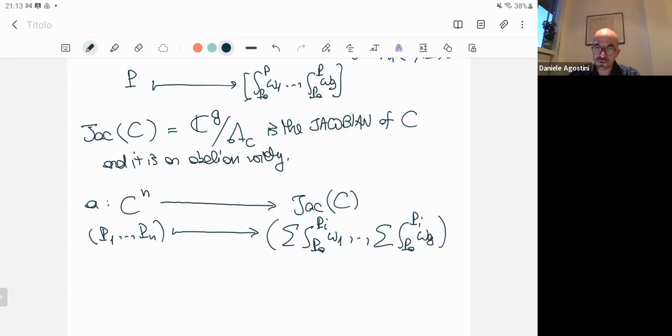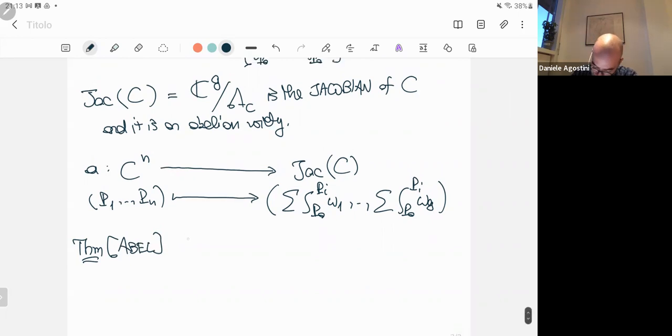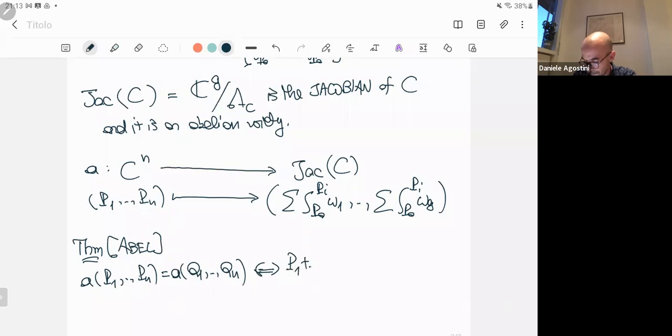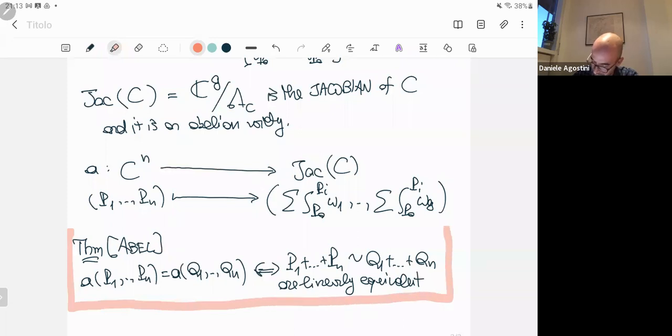And the most important result on this whole theory is the one of Abel, which describes precisely the fibers of the map. So, two points are in the same fiber if and only if the divisors are linearly equivalent. And so that's the central result on this topic, very classical, very fundamental. And this gives you lots of information.